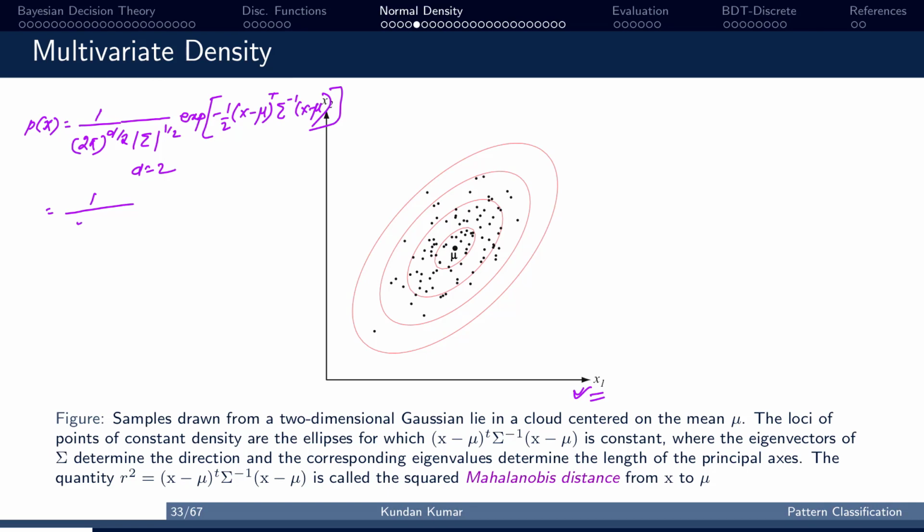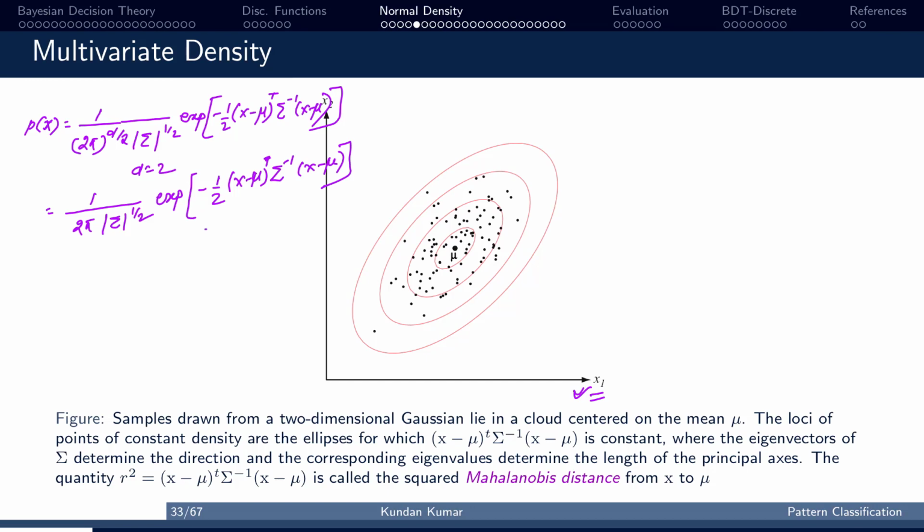So it will be 2 pi, 1 by 2, into exponential minus 1 by 2 (x minus mu) transpose sigma inverse (x minus mu).